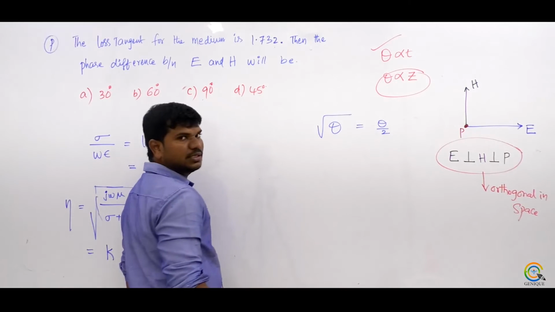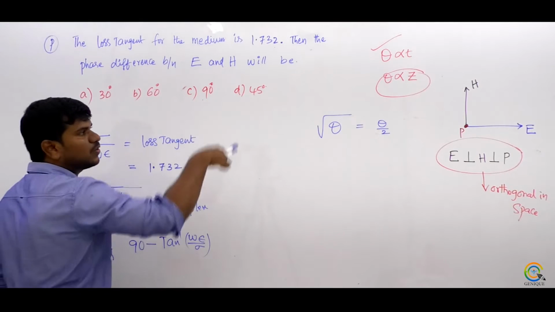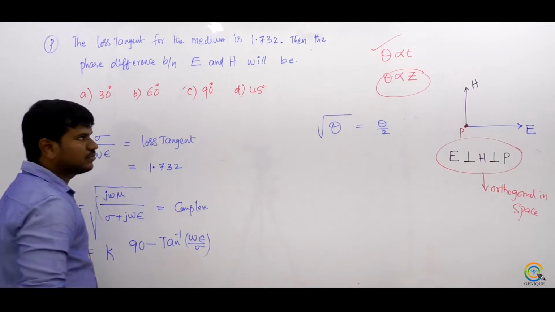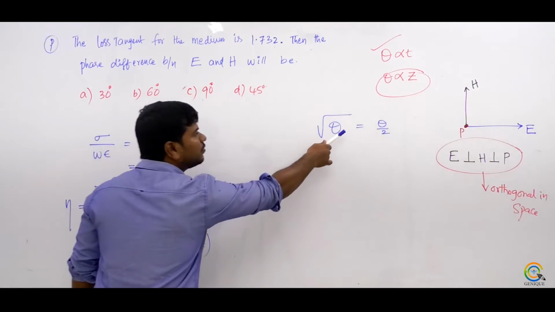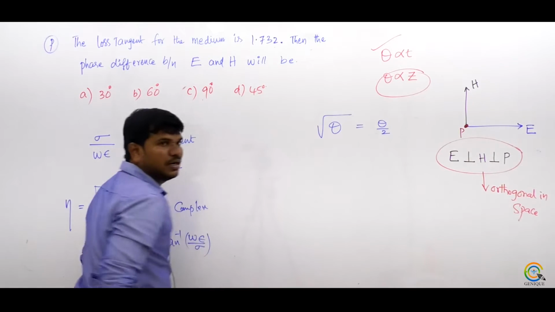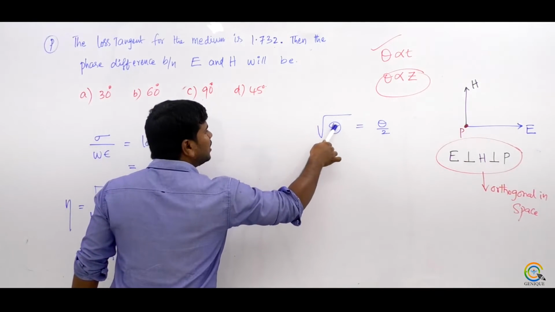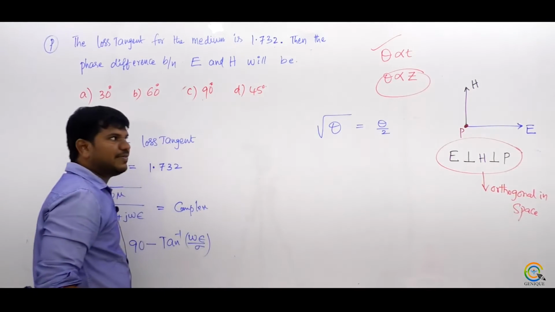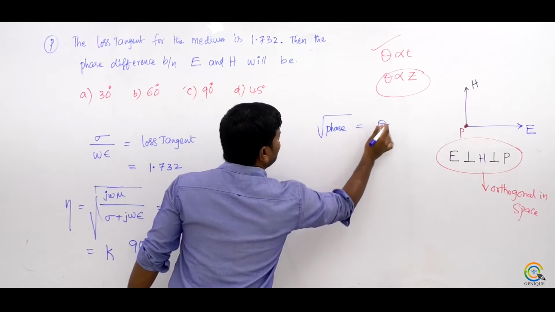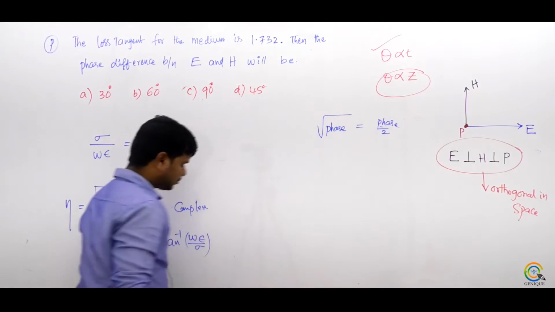You have to note this. If any phase is under root, you can write the phase divided by 2. So we cannot find the root of the phase first of all, that's why. You have to remember that. Here, root over the phase means what? The phase divided by 2. Root over any phase is equal to the phase divided by 2.